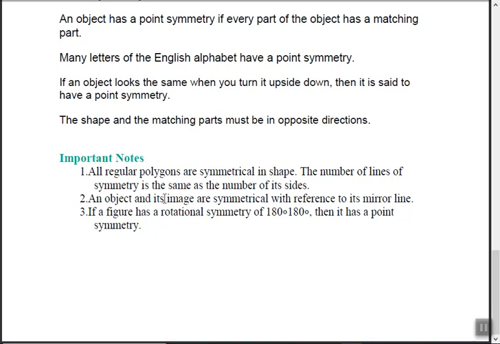An object and its image are symmetrical with reference to the mirror line, right? It means for any object and its image, there will be a mirror in between, only then they will be symmetrical. Okay? If a figure has rotational symmetry of 180 degrees, then it has point symmetry. This question comes in fill in the blanks. If a figure has rotational symmetry of 180 degrees, then it has point symmetry.